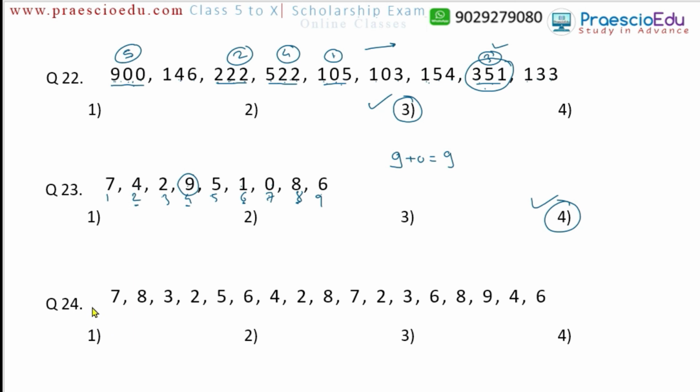Then question number 24. In the given series, how many times is an even number preceded by an odd number? Okay, so an even number preceded by an odd number here, and this odd number is immediately followed by an even number, and this number is immediately followed by an even number. So here again the even number comes. So this group of the sequence we have to find out, meaning odd, even and even. Okay, again I am repeating, the even number is preceded by an odd number.